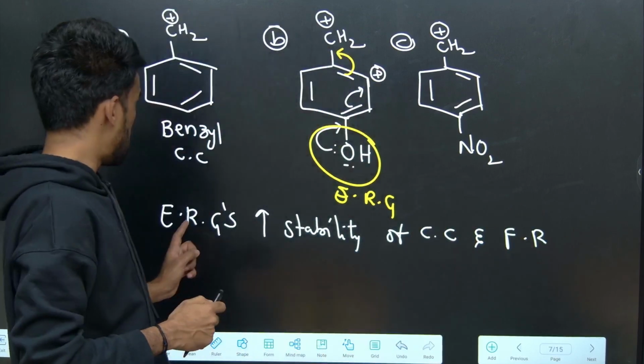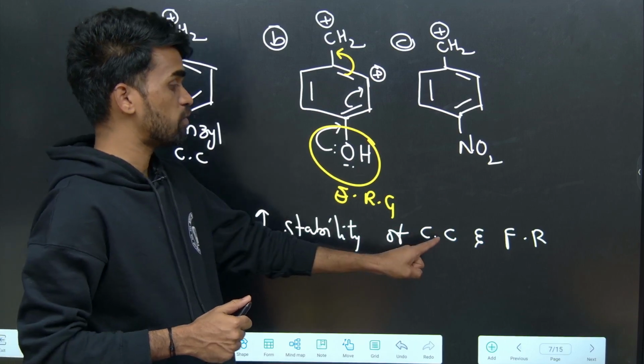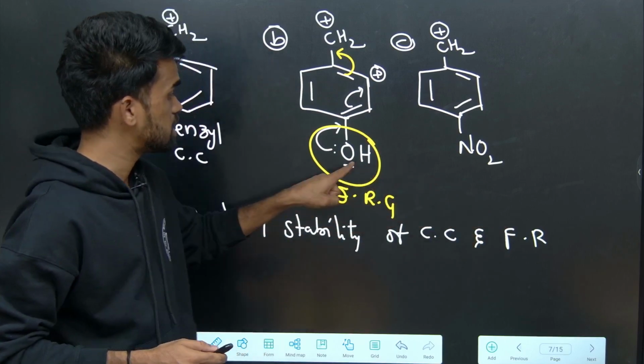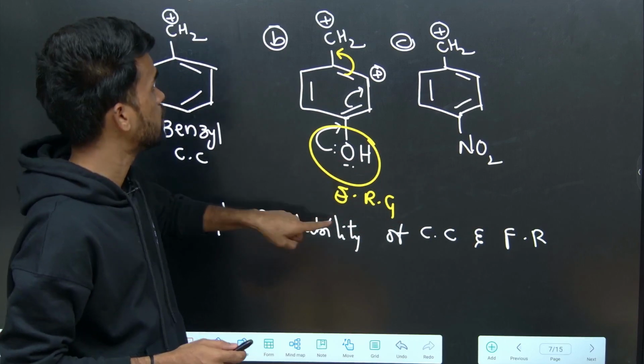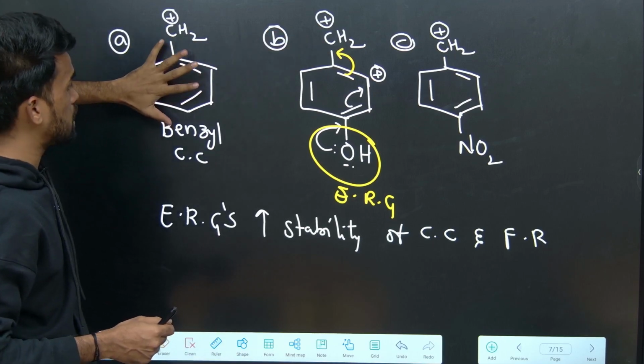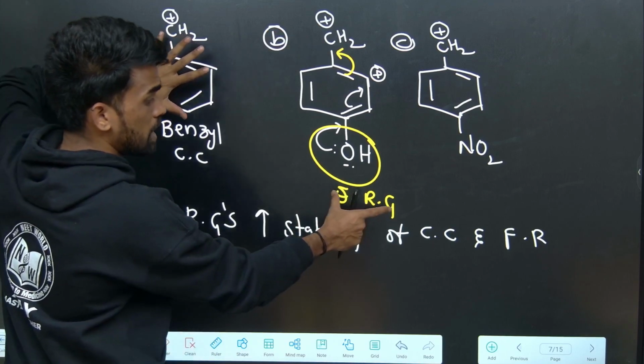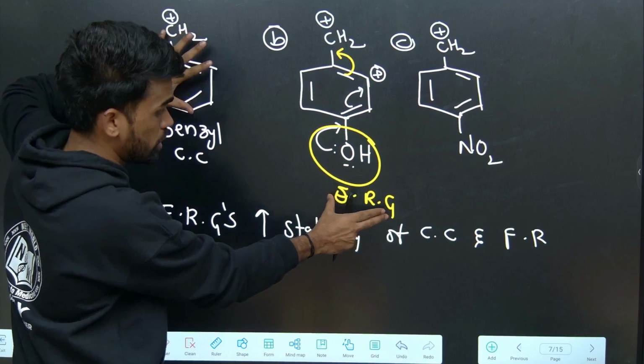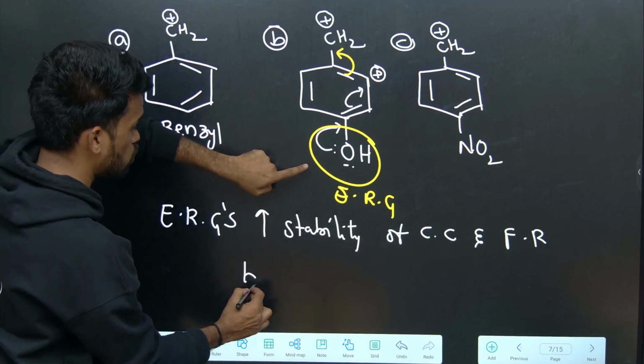What I am saying, electron releasing groups increase the stability of carbocations and free radicals. This is an electron releasing group only, no? So it will increase stability. Here we don't have any electron releasing or withdrawing group. So here we have an electron releasing or donating group. So I can say this B is more stable.